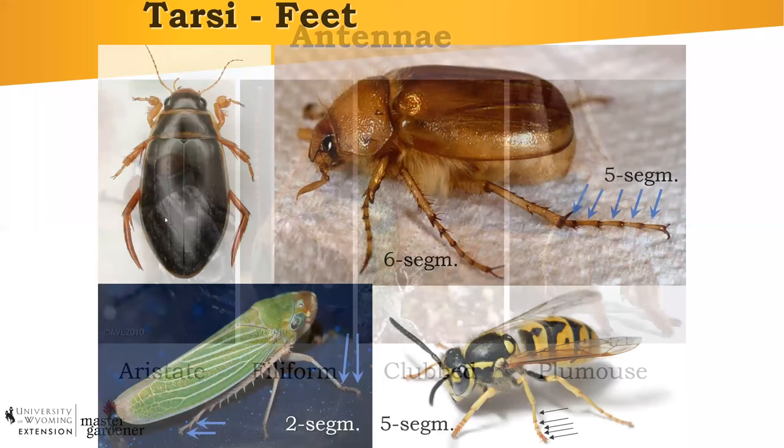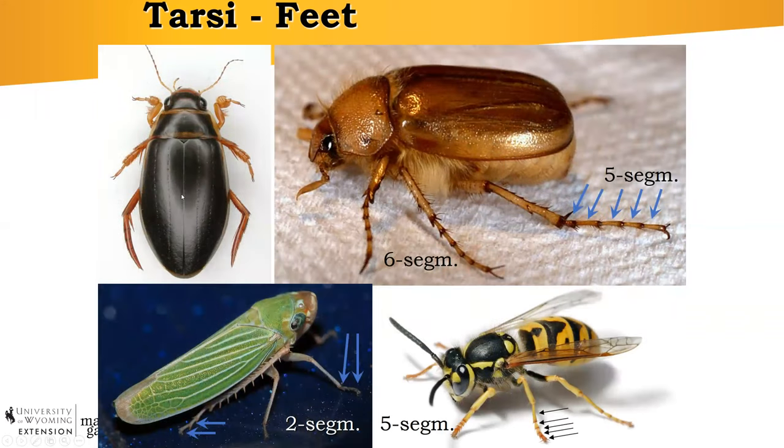The tarsi, sometimes it can give you a clue about where an insect lives. This is a predaceous diving beetle, so its hind tarsi are modified for swimming. And then this is a June beetle or a May beetle chafer. They have tarsi that are good for walking. In the case of these insects, they have a femur and then a tibia and then tarsal segments. And the way they're counted is the one closest to the tibia or the body of the insect is 1, 2, 3, 4, 5.